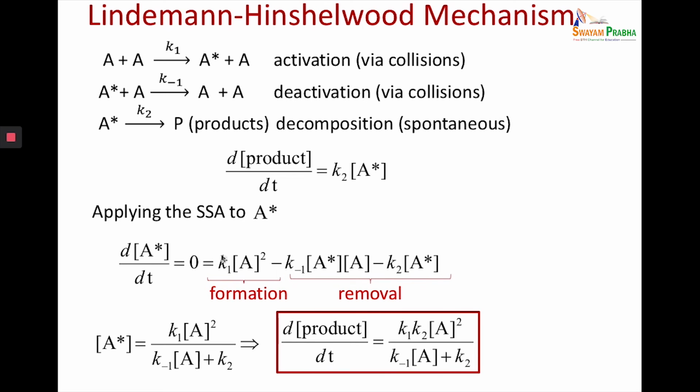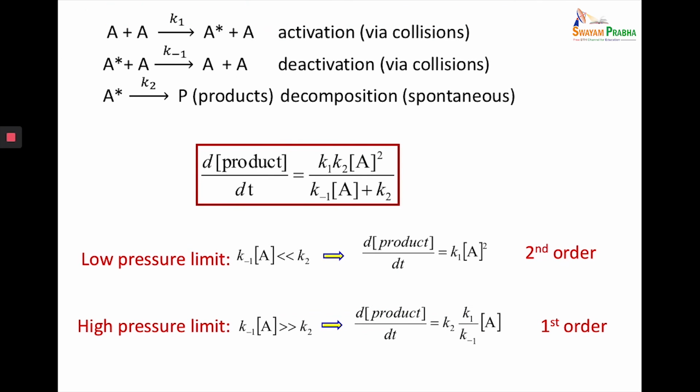Obviously, if this is the Lindemann-Hinshelwood mechanism, then I can write d product by dt is equal to K2 into A star. Then I will apply steady state approximation to A star. We already know that in the first step it is formed, so K1 into A square. In the second step it is going away, so K minus 1 A star into A. In the third step again it is being removed, so minus K2 into A star. If this is equal to 0, I get the value of A star. I substitute into d product by dt, and I get K1 K2 A square upon K minus 1 A plus K2. Again, same thing that we have done previously.